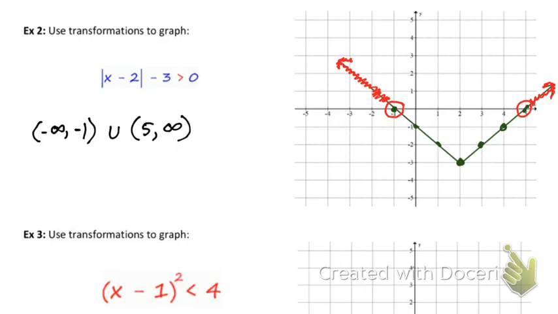Once again, these aren't super hard to check. I would just pick a value from here, I'd pick a value from here, plug it in, and make sure it is bigger than 0. Once again, input, output. This is saying what inputs get an output greater than 0. Your graph is a bunch of series of input outputs.